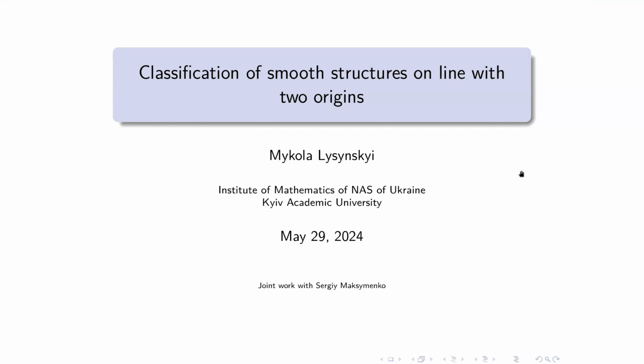So let me just introduce you. Our next speaker is Professor Mykola Lysynskyi from the Institute of Mathematics at Kiev Academic University, and the topic of his talk is a classification of smooth structures on the line with two origins. Yes, please. May I correct you? I am not a professor, but okay.